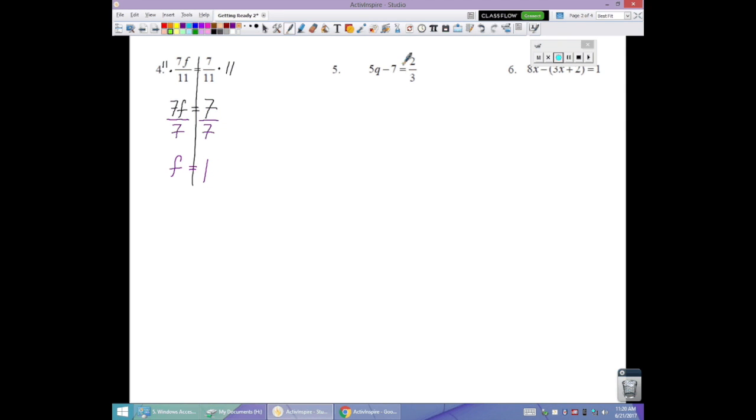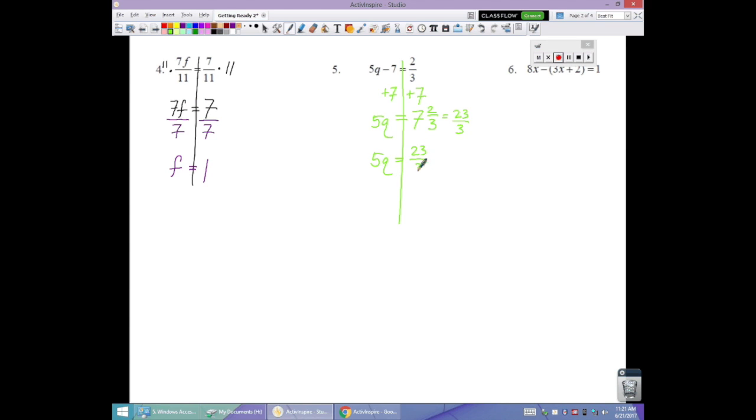Number 5, add 7 to both sides. So 7 plus 2/3 ends up being, that's 21/3 plus 2/3. 7 and 2/3 is actually 23/3. So 5q equals 23/3.